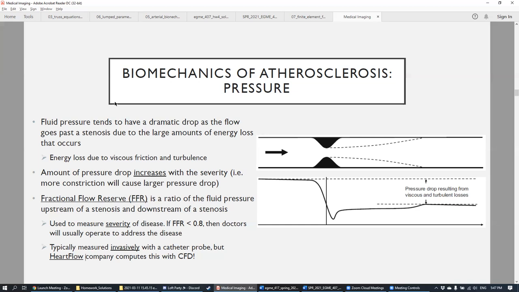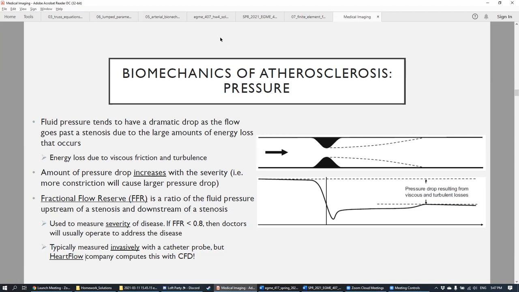And a question from Michael: is FFR used in decision-making? Yeah, FFR is the primary metric that they use to determine this. If a person has some atherosclerosis, the doctor has to decide whether it's more risky to do the surgery or more risky to leave that in. A lot of times, everyone has some degree of plaque inside their blood vessels, unless you've been living like a Buddhist monk your entire life.